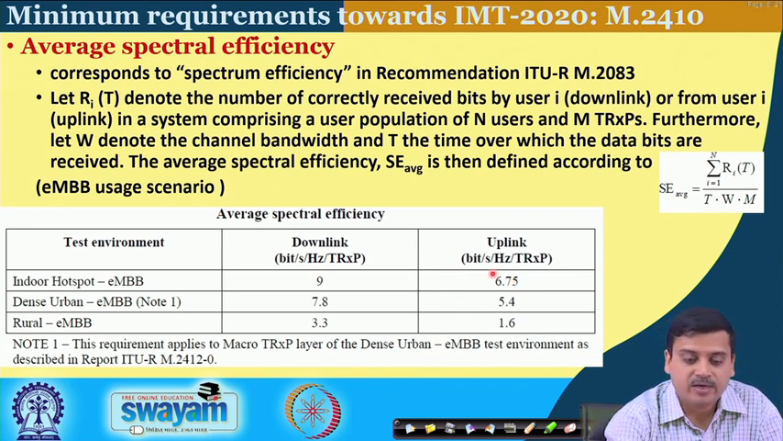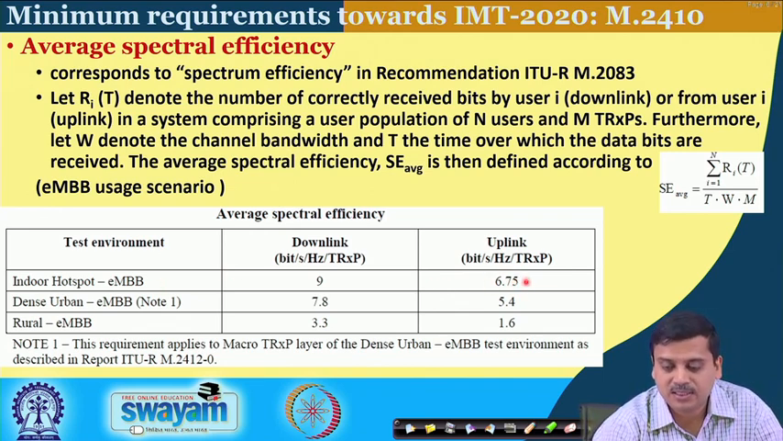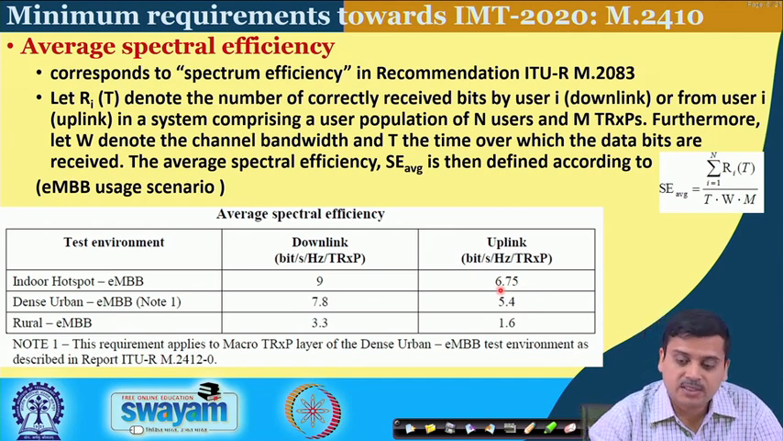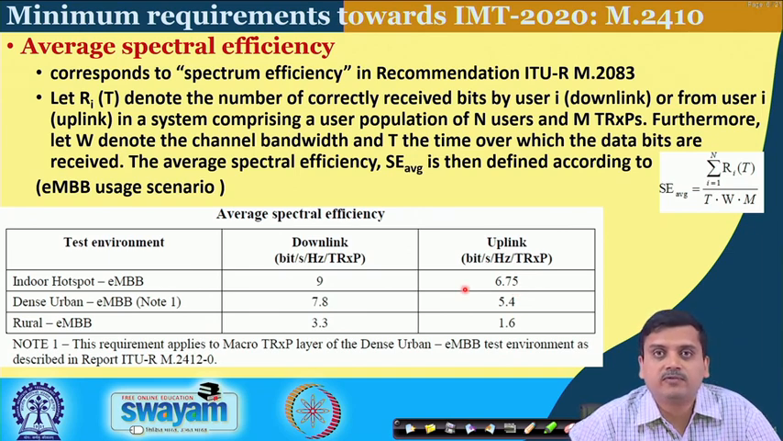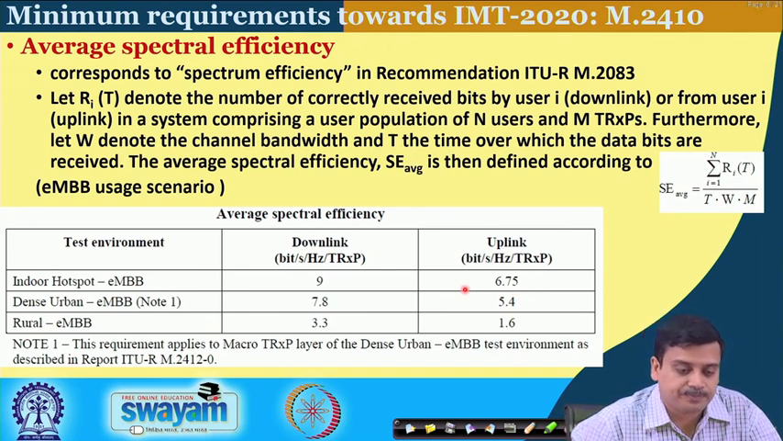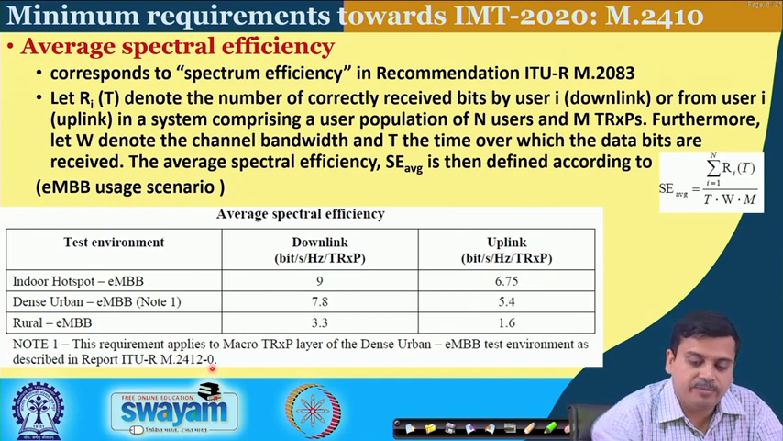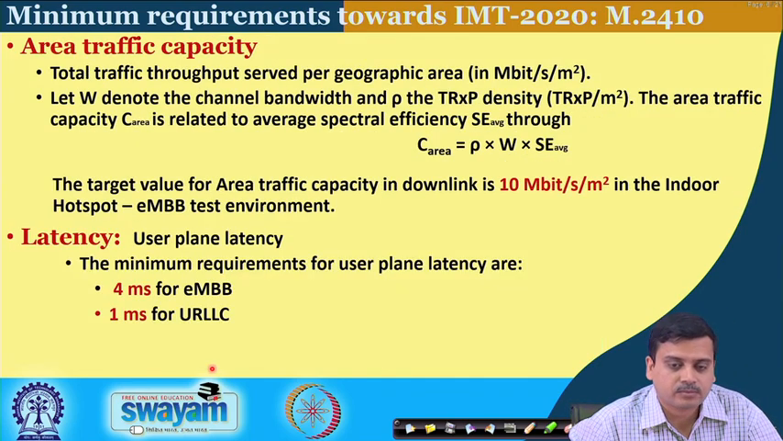So, what we are seeing is that on an average 6.75 bits per second per hertz is required to be supported by IMT 2020, whereas this was the peak spectral efficiency for the previous generation system. And again everything is described in 2412.